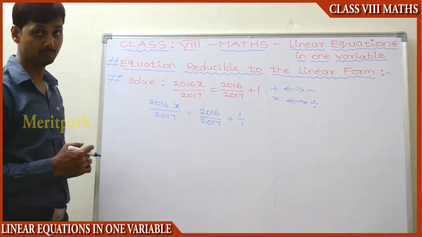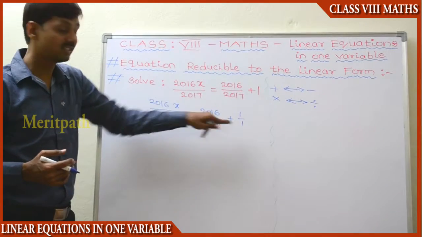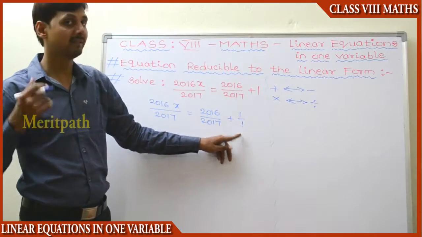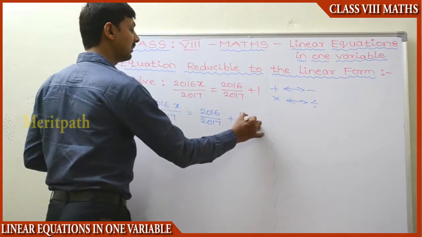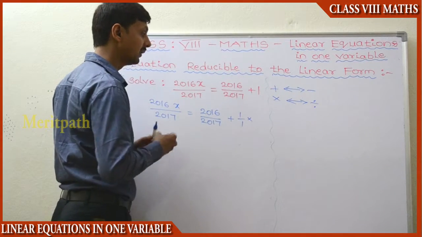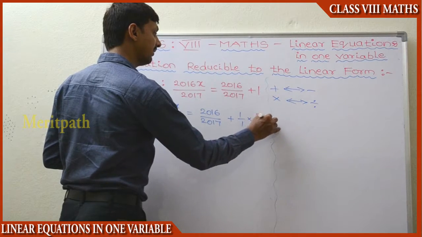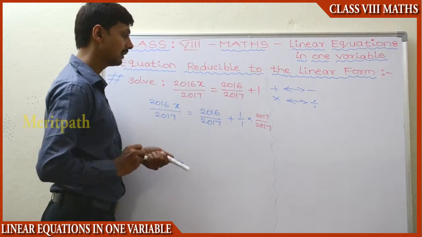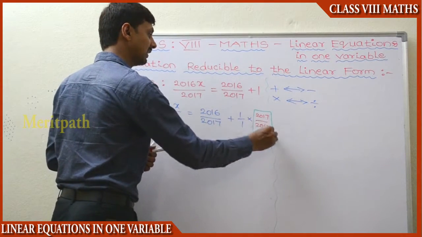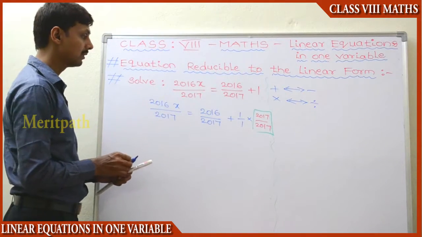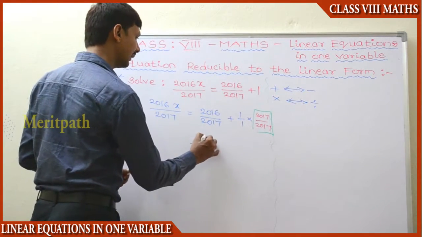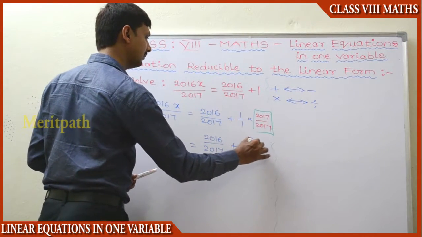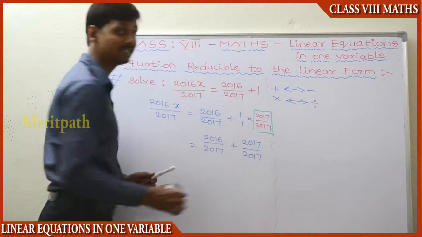So we need to take the LCM of the denominators because here the denominators are different. When we have taken the LCM for the denominators, it becomes 2017. So let's multiply by 2017 for numerator and denominator, 2017 by 2017. So here we got 2017 as the LCM. So the right hand side becomes 2016 by 2017 plus 2017 by 2017 after taking the LCM.